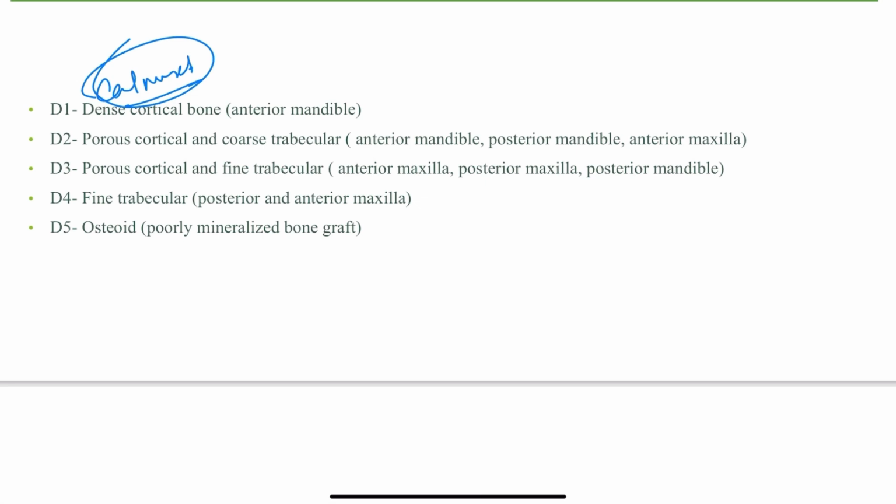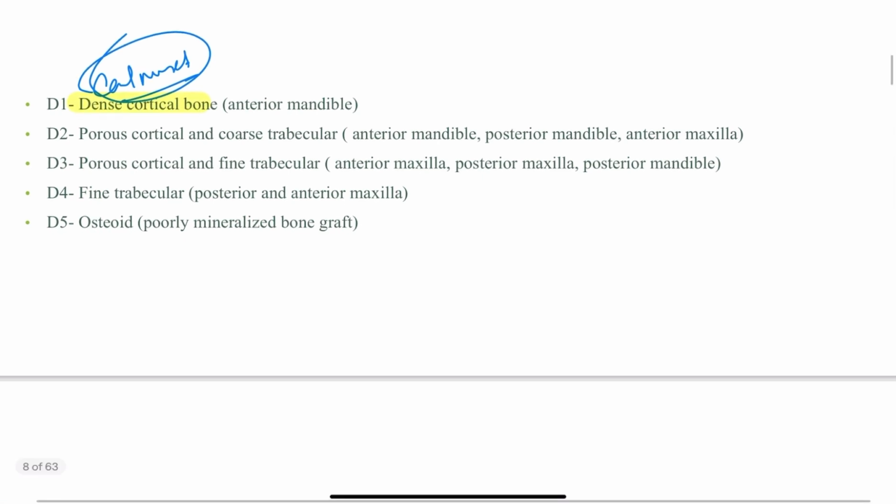So in D1 bone, it is dense cortical bone, which is seen in the anterior mandible. That means that the bone has more of cortical part and less of cancellous part. In D2 bone, the cortical bone is porous cortical and there is coarse trabecular bone. So in D2 bone, the cortical bone is not as strong as the D1 bone and the trabecular pattern is coarse. It is seen in the anterior mandible, posterior mandible and anterior maxilla.